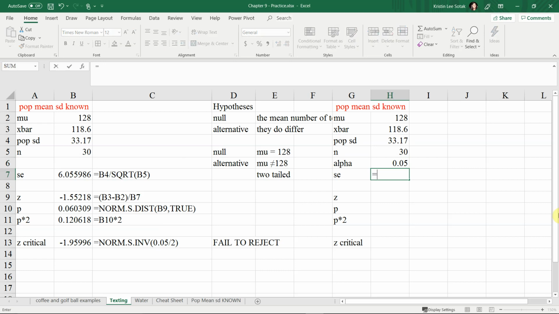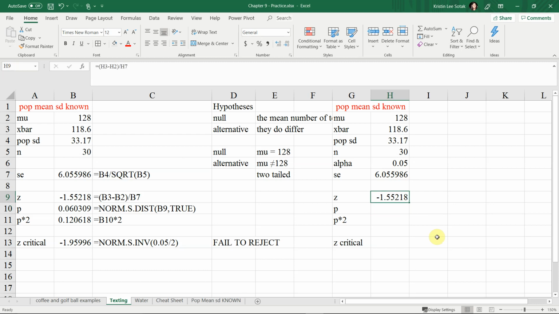So now we can go ahead and calculate some of the information. We need the standard error, which is equal to the population standard deviation divided by the square root of n. Boom, that's our standard error. So with our standard error, we can calculate our z-score. So our z-score is x bar minus mu, the difference between our sample and population parameter, divided by the standard deviation, which is the standard error. The standard deviation of the sampling distribution is the standard error. Okay, so that's our z-score.